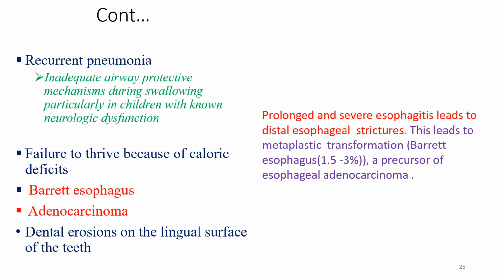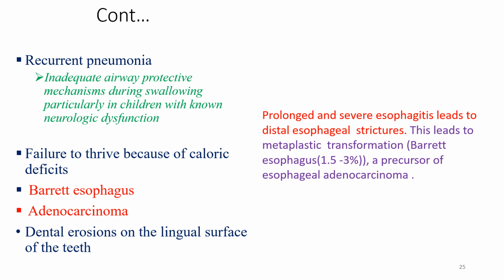The other is recurrent pneumonia, and failure to thrive because of calorie deficiency can also occur, and the patient may come with just failure to thrive because of recurrent vomiting and esophagitis that precludes oral intake. The other common complication is esophagitis, which occurs in 50 to 60%. They manifest as irritability and feeding aversion in infants and epigastric pain and dysphagia in children.